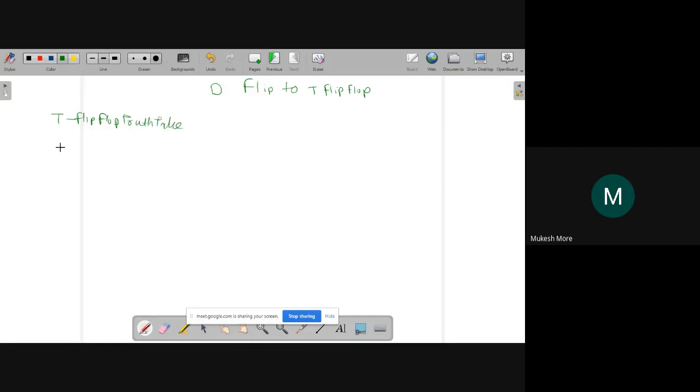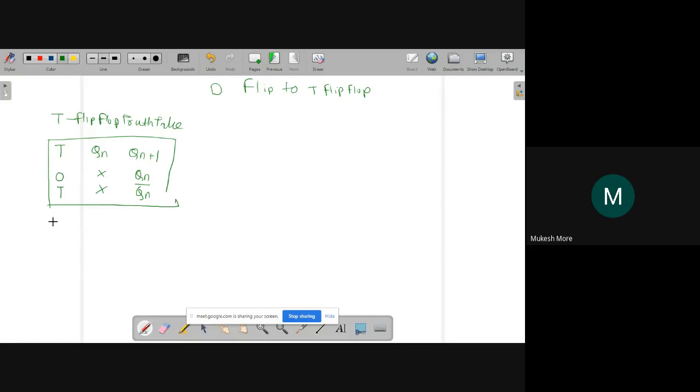Okay, and that truth table is we have like this: T, Qn, Qn plus one, T having two values 0 and 1. We have present state don't care, and Qn is a Qn and Qn bar. Okay, so this is the truth table of T flip-flop.